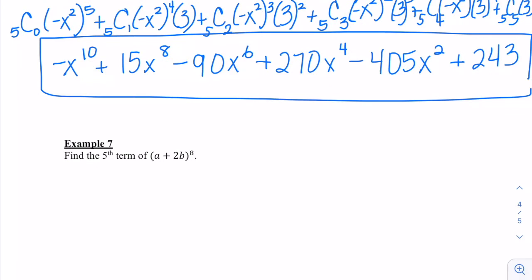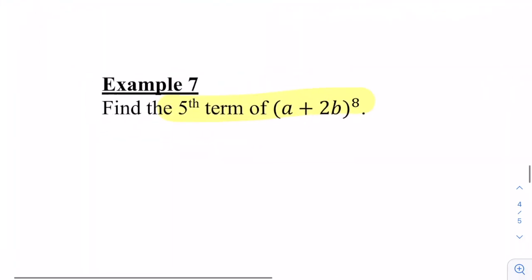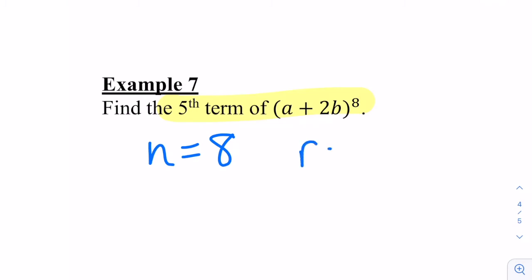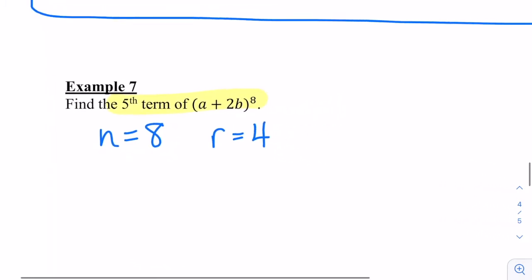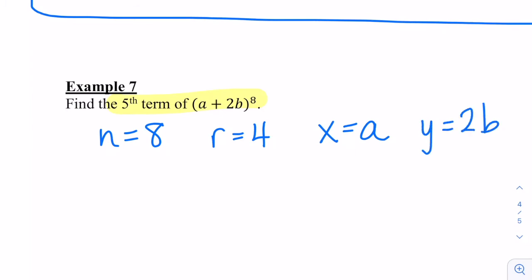For the next example, we're just going to find the 5th term of this binomial expansion. All right, so going back to the definition, our n, the power, is 8, right? It's raised to the 8th. Our r is going to be 1 less than the term. Remember, we actually start with a 0 term. So 5 minus 1 would just be 4. Our x, in this case, is going to be a, and our y will be equal to 2b.